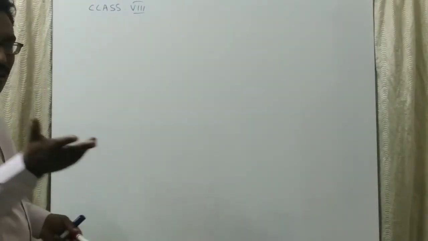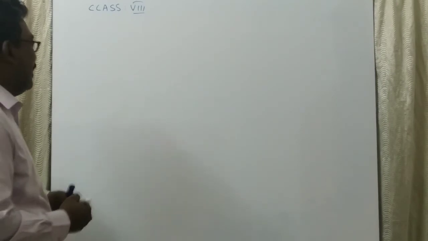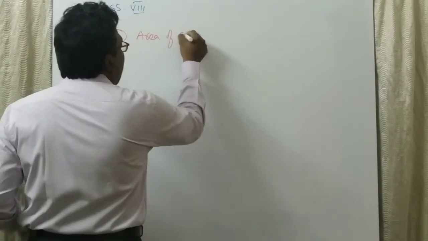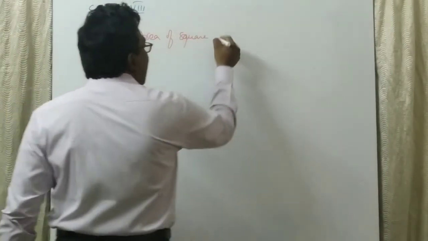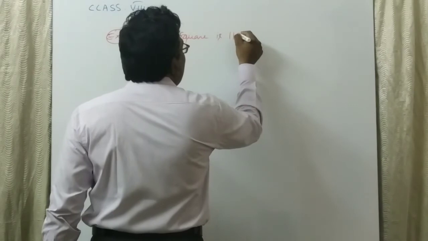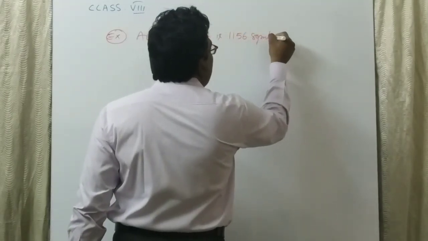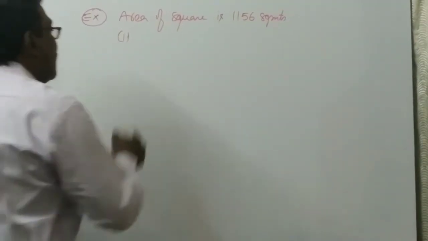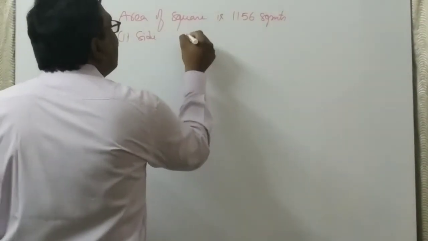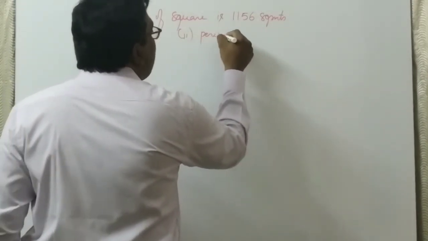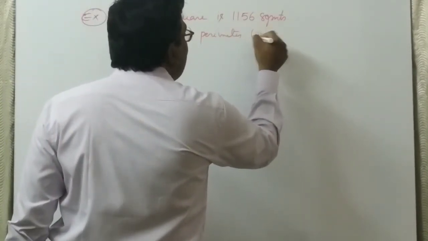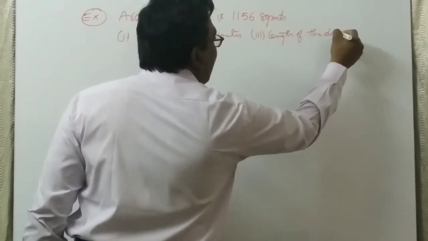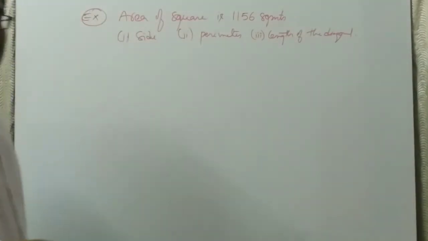Now, based on this, there are some word problems also. Suppose some example: the area of a square is 1156 square meters. They can ask you different types of questions. One is, what is its side? Second one is, what is its perimeter? Third one is, what is the length of the diagonal?